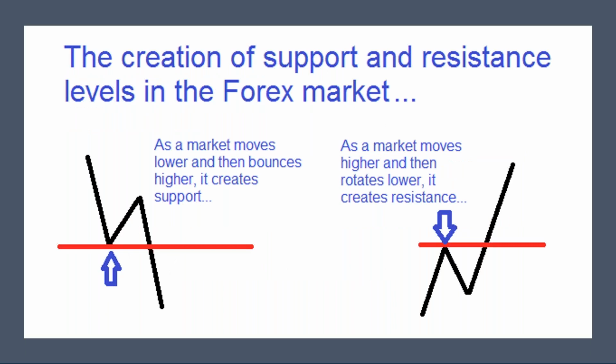Now, the creation of support and resistance levels in the Forex market happens as price moves up and then bounces higher, and it creates support. As the market moves higher and then rotates lower, it creates resistance. So if you imagine that price, when it's trending up or trending down, or also moving sideways, makes peaks and valleys. These peaks and valleys are not that crucially important right now, but they will become your future support and resistance levels, because support and resistance doesn't change continuously. These are levels where the price has had a difficult time going through in the past and, going into the future, might have a problem going through.